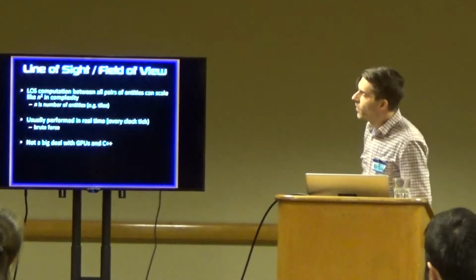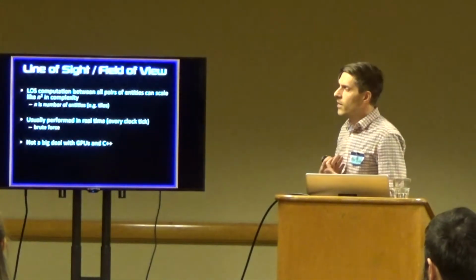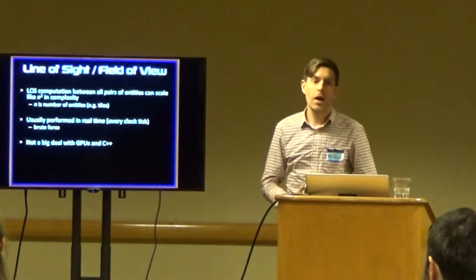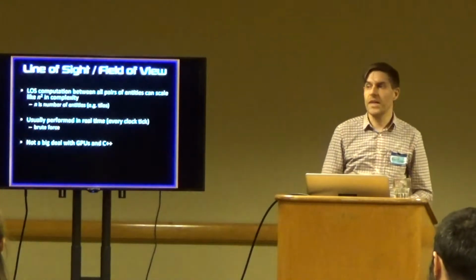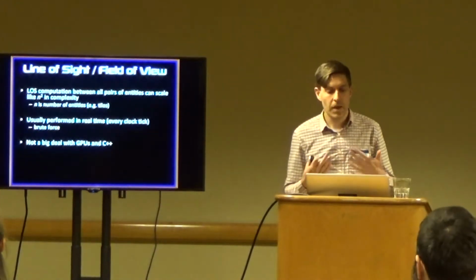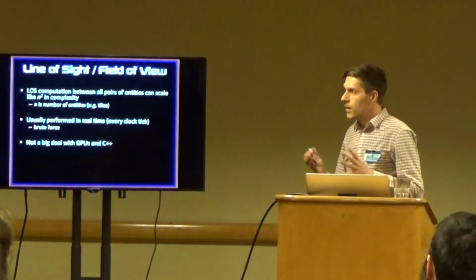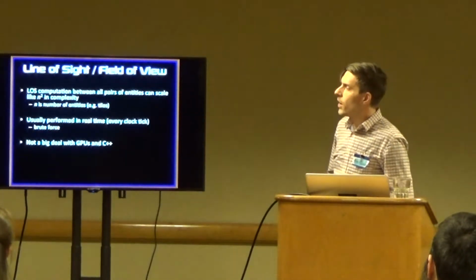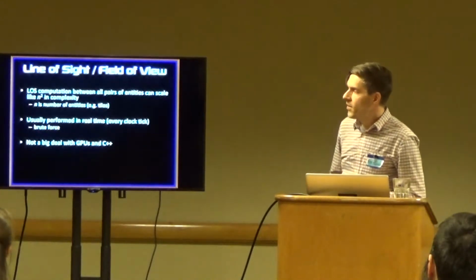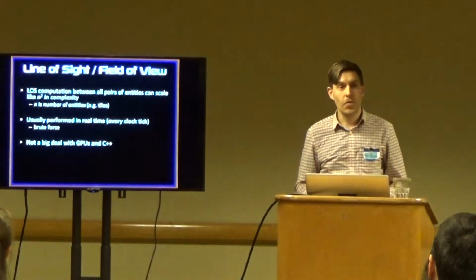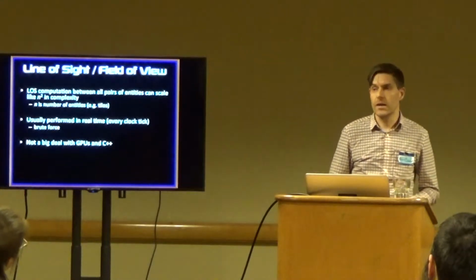Let me tell you though that this algorithm, even a simple one, can grow like n squared with the number of things that you want to detect possible line of sight between, which is kind of obvious: it's an area, and we've got two things that scale up in combinations. So this is usually performed in real time by brute force methods every clock tick in the game.